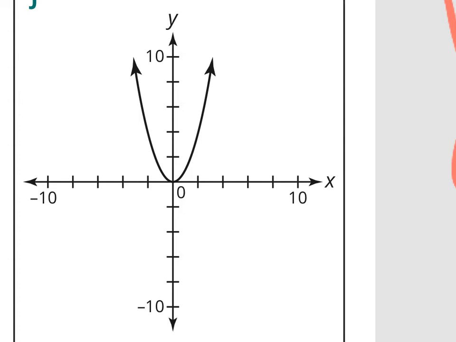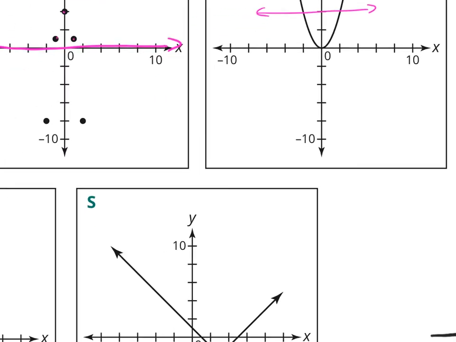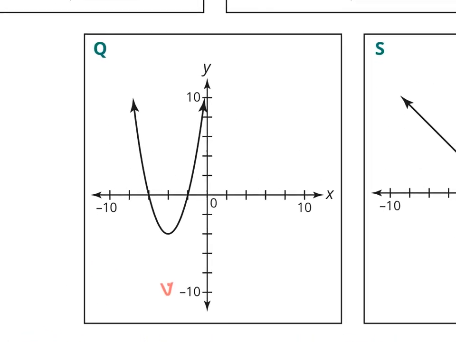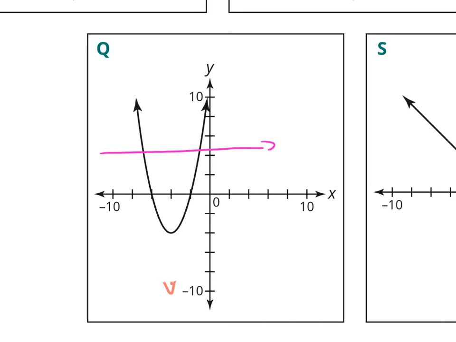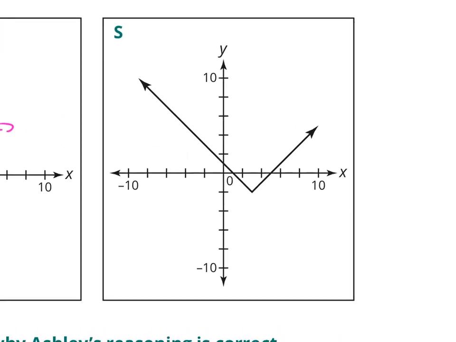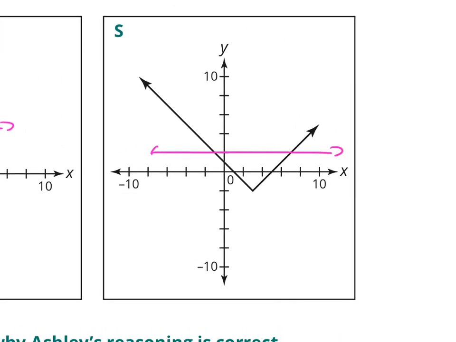Over here, I cannot draw a horizontal line and it be the exact same on the top and bottom, so this one does not have a horizontal line of symmetry also. Q, no horizontal line of symmetry, and S. There is no horizontal line of symmetry no matter where I would draw it.